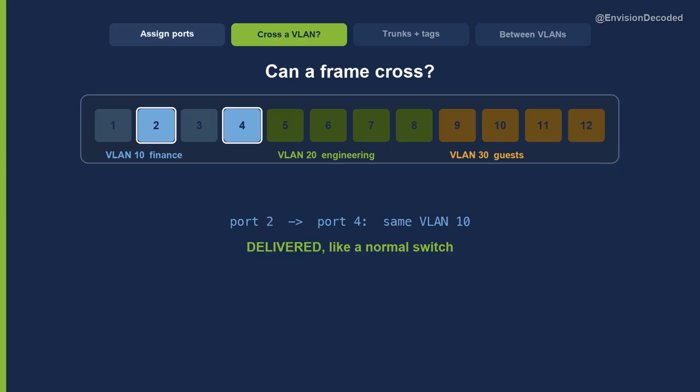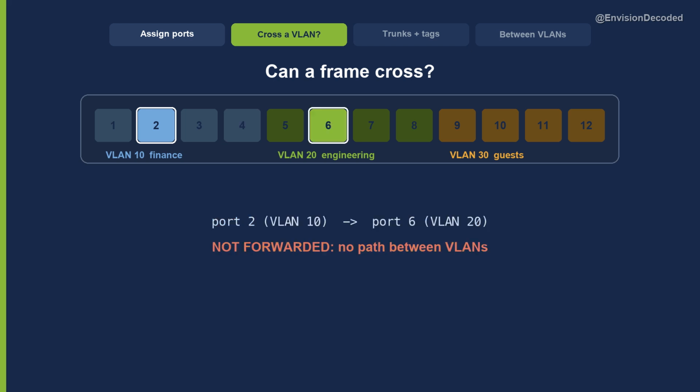Now watch a frame try to cross. A finance PC on port 2 sends to another finance PC on port 4. Same VLAN, delivered, exactly like a normal switch. The same PC tries to reach an engineering server on port 6, different VLAN, and the switch simply will not forward it. Not blocked by a rule, just no path. It is as if the 2 ports live in different buildings.